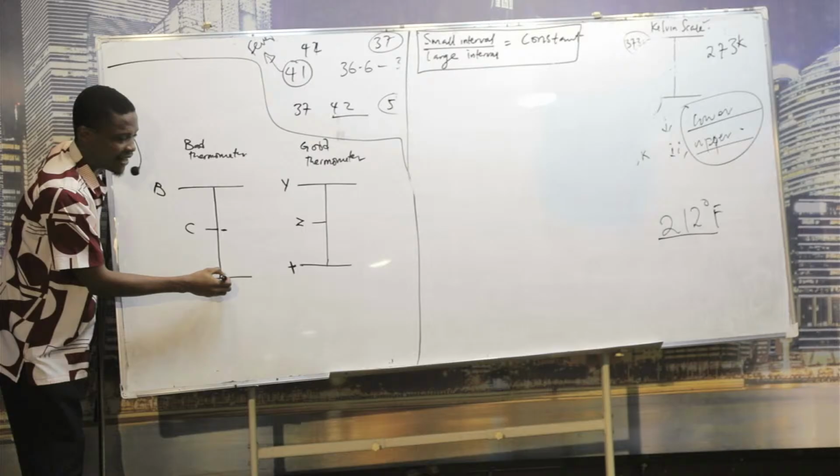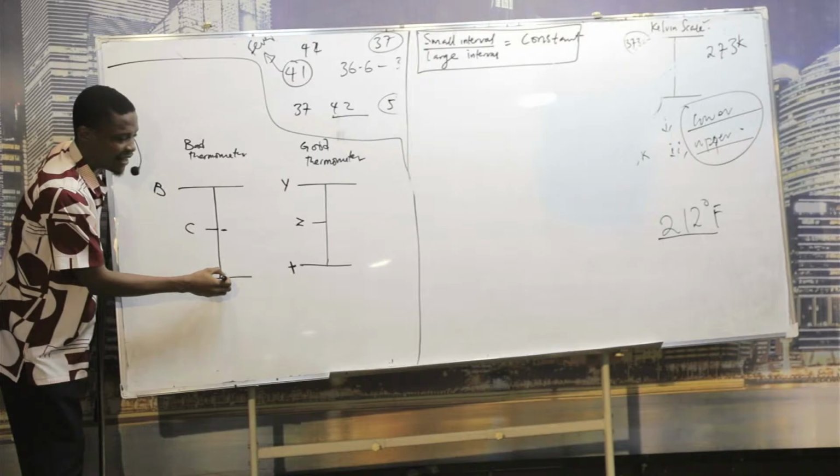Okay, the faulty thermometer records 5 degrees Celsius at the ice point and 105 at the steam point. This thermometer records 55 degrees.